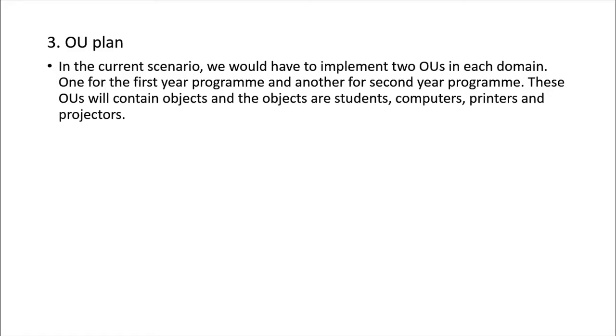Now, creating an OU plan. An OU represents a logical container that contains users, computers and other network objects. It is a must to define the OU structure to delegate administration and hide the network objects from unauthorized users. In general, the guidelines for creating an OU plan are: we need to create OUs for every business unit of an organization located at different places. Another one, we need to create OUs for every department of an organization if the network administration is department based.